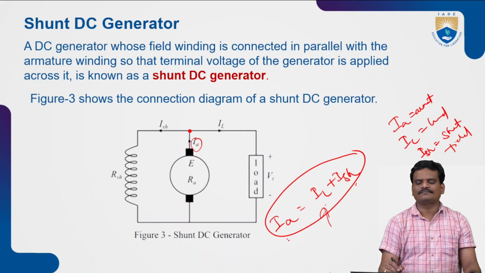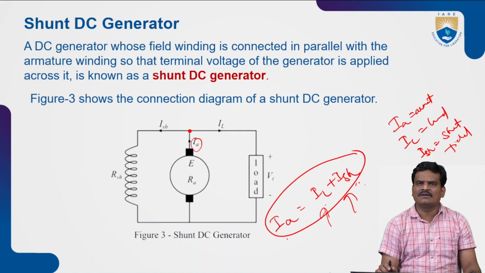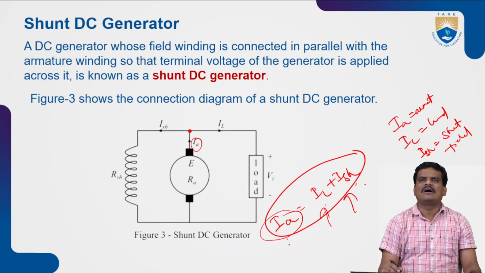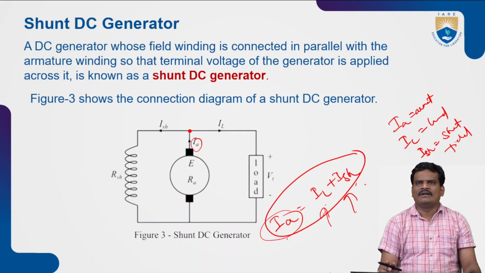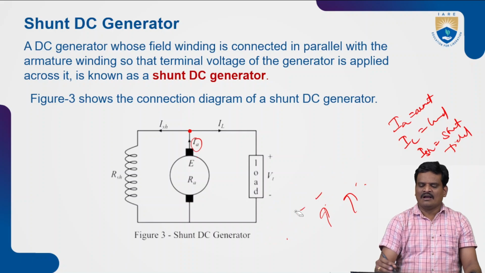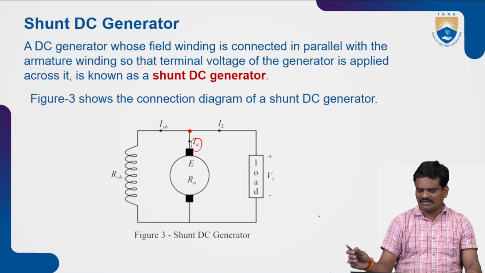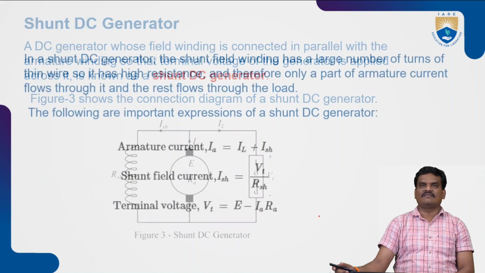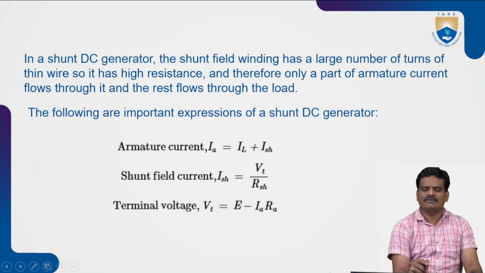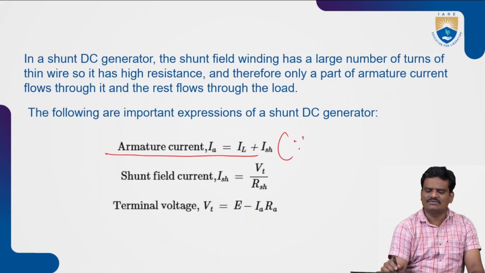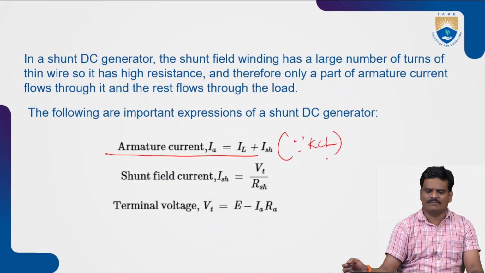What is IL? Load current. What is ISH? Shunt current, or else it can also be called the field current. And what is IA? Armature current. Now by using this connection diagram, we will represent the expressions for the current and also the value of terminal voltage and generated EMF in a DC generator. We have used this equation by applying KCL at that particular node.